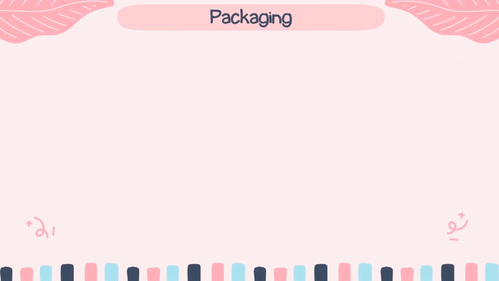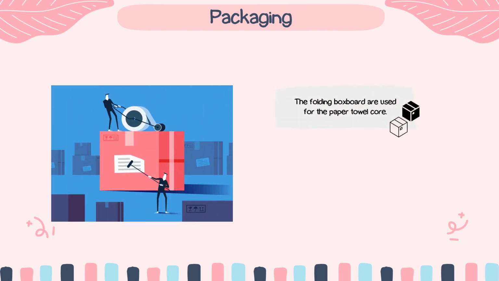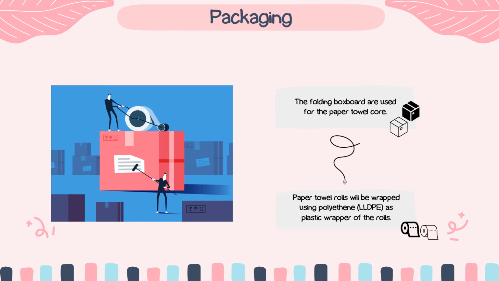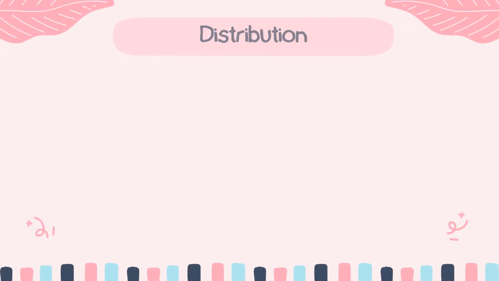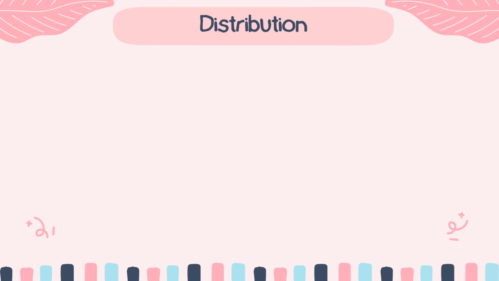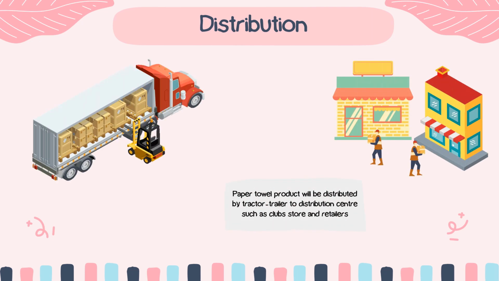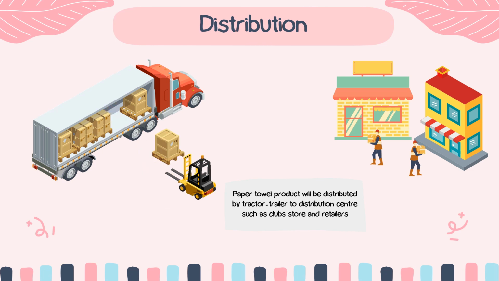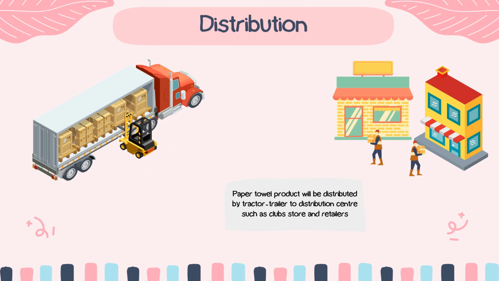The next phase of the paper towel life cycle is packaging. Folding box board is used for the paper towel core. Then, the paper towel rolls will be wrapped using polyethylene, LLDPE, as the plastic wrapper of the rolls. After the packaging phase, the life cycle of paper towel continues with the distribution phase. Paper towel products will be distributed by tractor trailer to distribution centers such as clubs, stores and retailers.